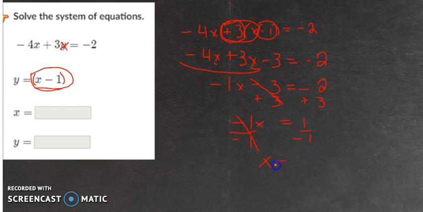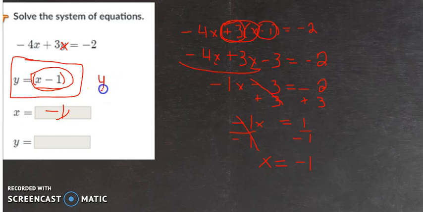X equals negative 1. Now that I know what x equals, I can find out what y equals, and I'm going to choose the most simple equation to put what x equals in for x, substituting in. So if x equals negative 1, I'm going to replace x with negative 1. So I have y equals negative 1 take away 1, y equals negative 2.